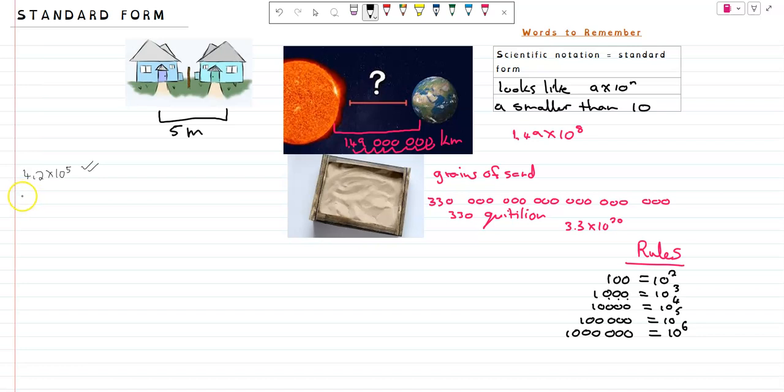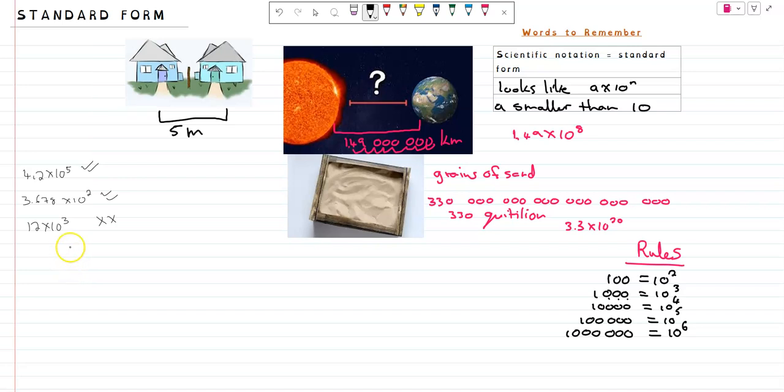Let's look at another one. We have 3.678 times 10 to the power of 2. Does it look the same? Yes, it does. Is it smaller than 10? Yes, it is. So that is definitely standard form. Let's look at this one: 12 times 10 to the power of 3. It has a number multiplied by 10 to the power of 3. Is the number smaller than 10? No, it is not. So this is not standard notation or standard form.